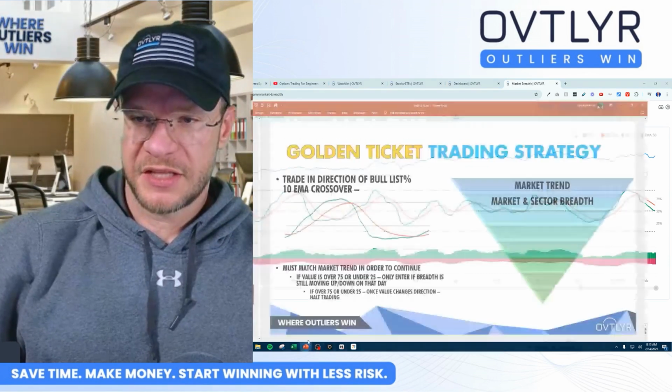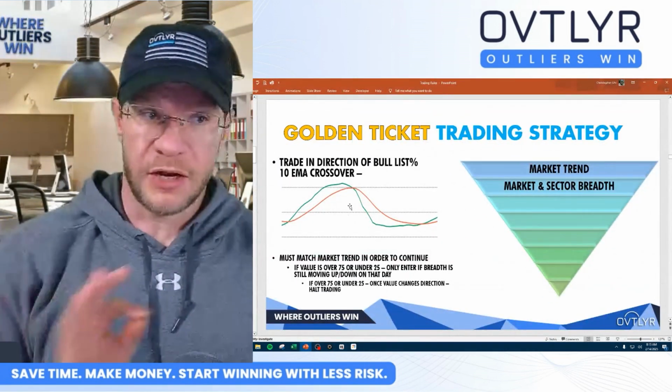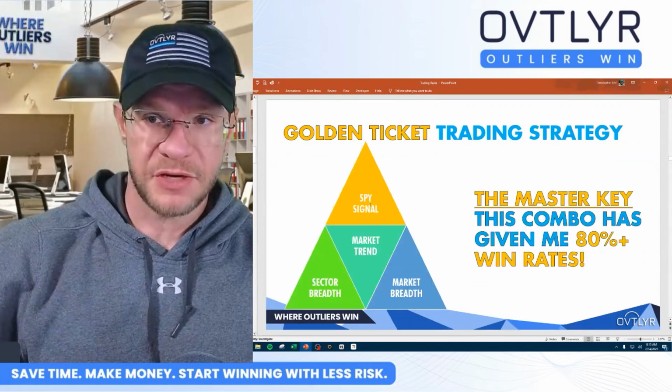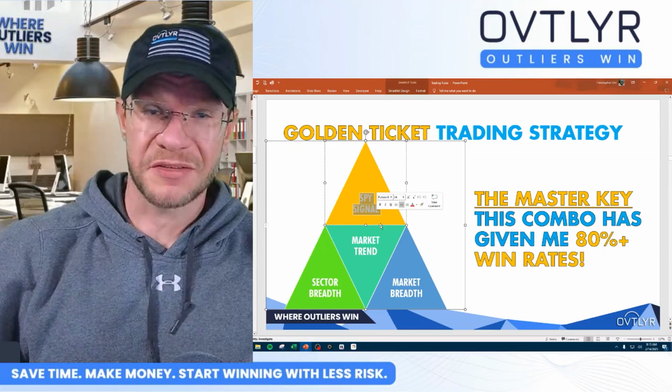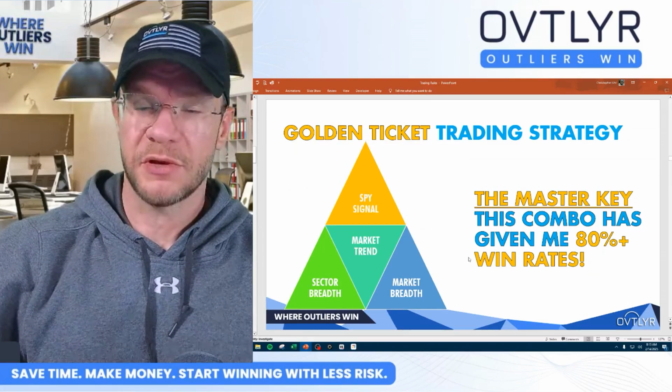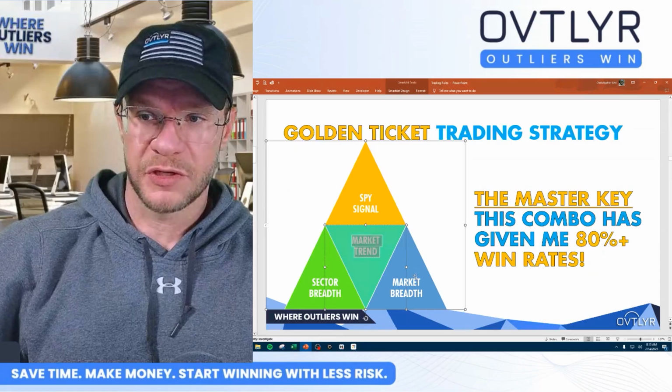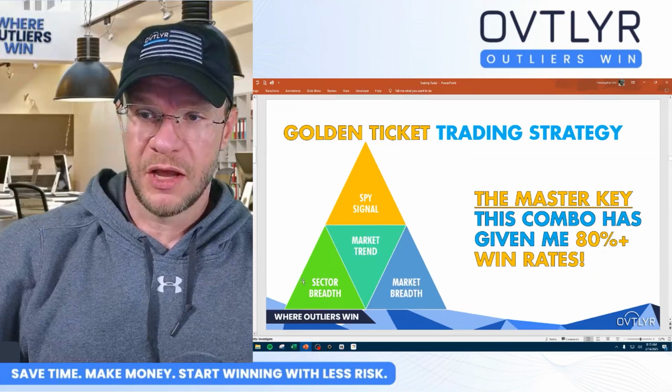So the next step after that, so granted, I will not be putting on trades. This is one of the reasons: evaluating the master key. So the SPY signal actually has a sell signal today. Another reason why I won't be trading, but we're going to act as if it does. So if this had a buy signal, bullish market trend, bullish market breadth, I'll go through.